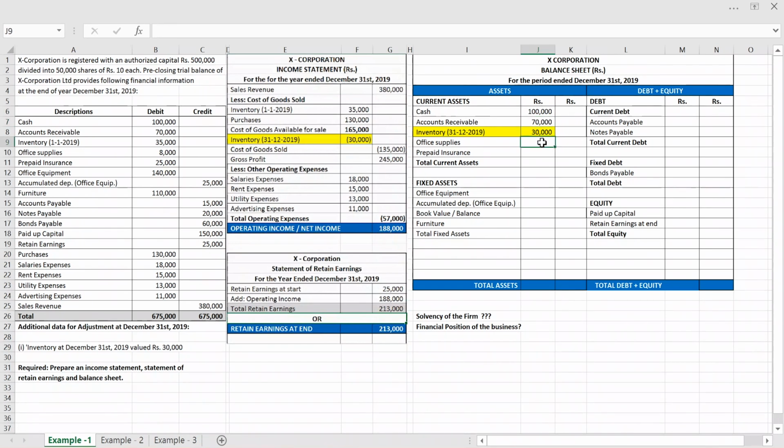Similarly, look at the office supplies account. Office supplies is a current asset. There is no information available in the additional data, so you just have to make a copy. When information is not available in the additional data, it means there are no changes in the office supplies, or in the cash. The amount given in your pre-closing trial balance, you write as it is. Similarly, prepaid insurance is again your current asset. There is no change in your prepaid insurance. You just make a copy, and finally you can make a total of all your current assets.